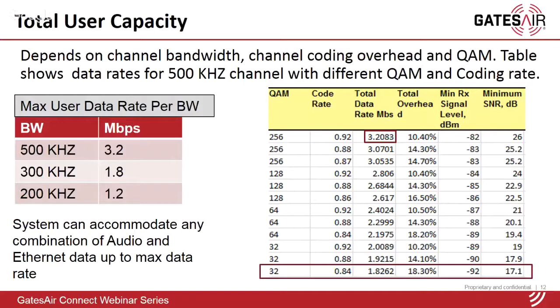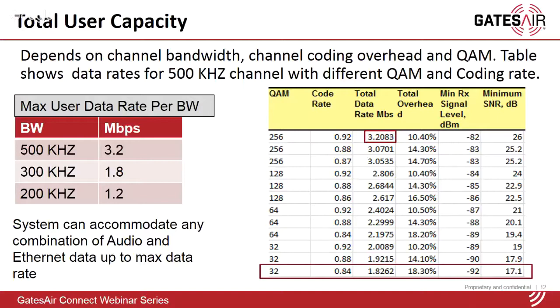But the maximum user data rate that's accomplished with HT-Link for a given channel bandwidth is shown here on the left. For 500 kilohertz channel bandwidth, you can get a maximum of 3.2 megabits of user data rate, and for 300 kilohertz it is 1.8, and for 200 it is 1.2 megabits per second. The table on the right shows the user data rate versus QAM and overhead for 500 kilohertz channel. We have similar tables for all the different channel bandwidths we support.